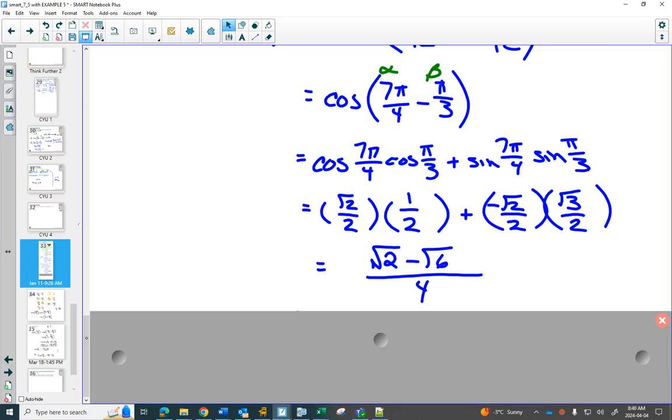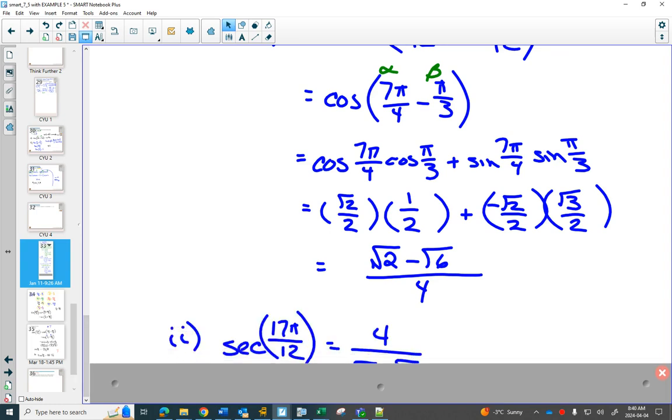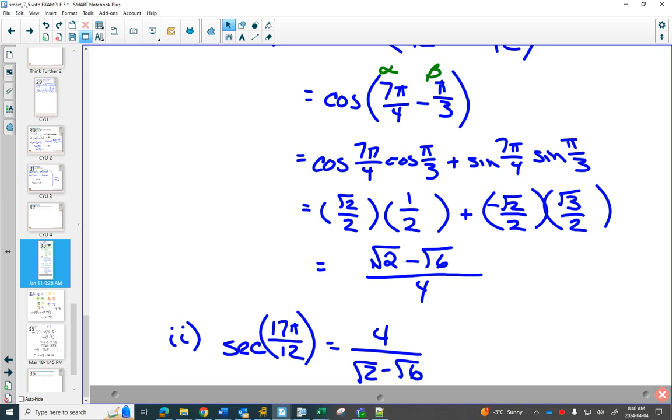Now on the exam, sometimes they have a part B to a question like this, where they say, can you find secant or cosecant of 17 pi over 12? Well, since in part A we found cos of 17 pi over 12, in part B here, secant of 17 pi over 12 will just be our answer flipped.